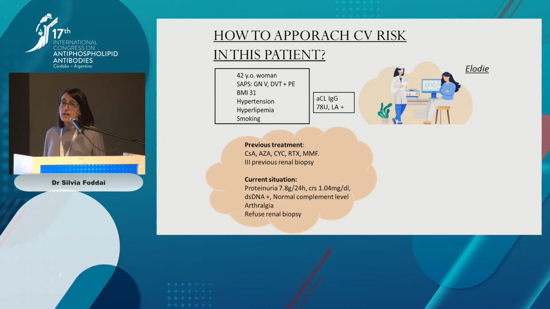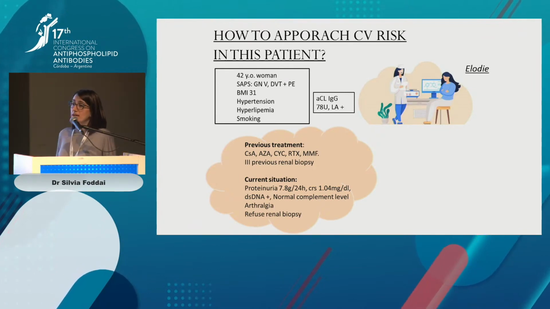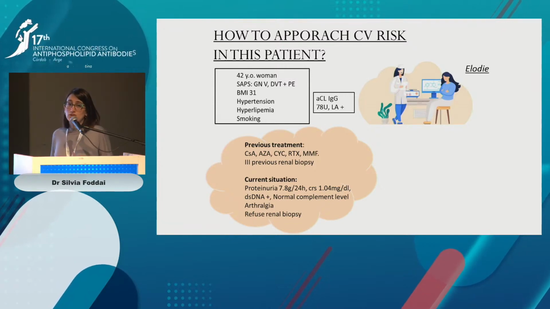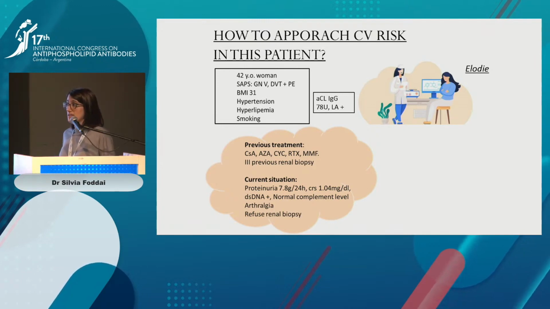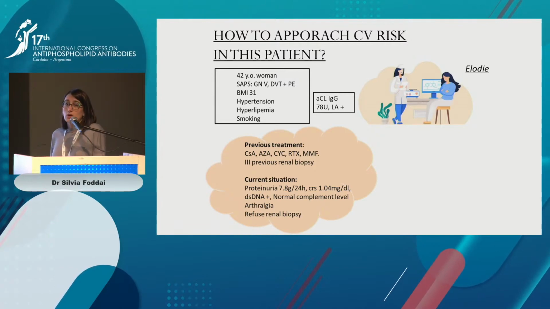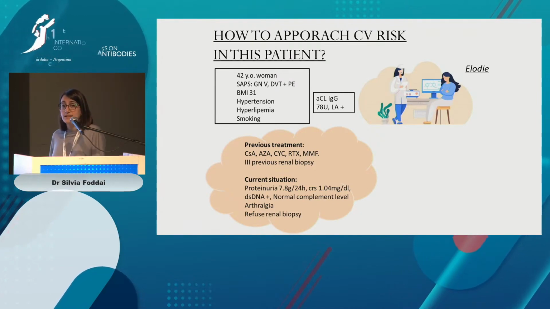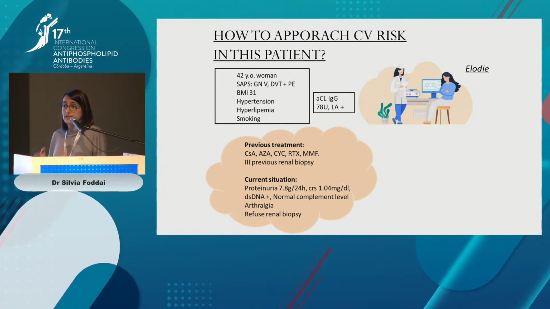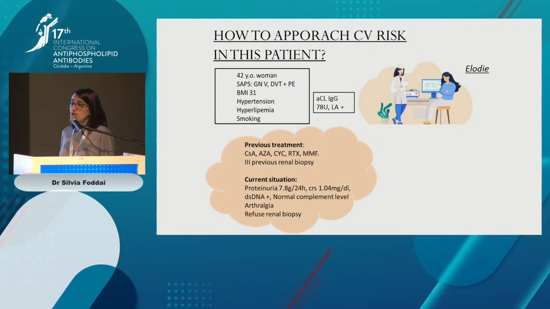Moreover, she's frankly obese. She's got hypertension and hyperlipemia, and she smokes. Recently, during follow-up, we found that she's got a proteinuria of 7.8 grams and a high titer of anti-dsDNA antibodies. Her complement levels are normal, as is her whole blood cell count. We consulted with her and proposed a renal biopsy in order to better assess the kidney function and situation. However, she very strongly refused the procedure because it would be the fourth procedure for her. So what should we do in this patient? How should we approach her?